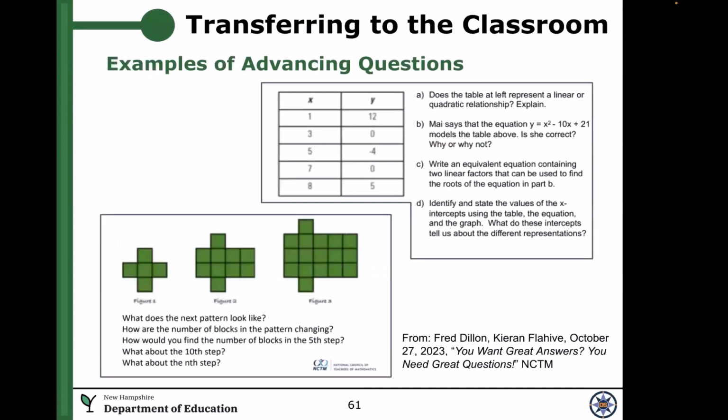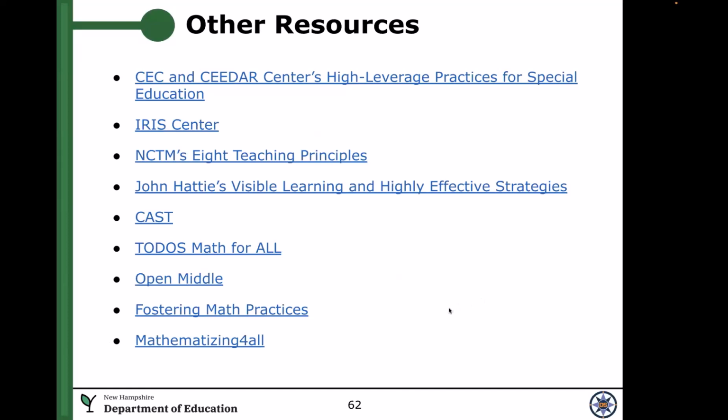Some examples of advancing questions here. Again, we wanted to give you a little bit of understanding about what it is to ask advancing questions and getting students to really develop their mathematical understanding in a deeper way. Here's some other resources. This is that Open Middle that I was talking about here.